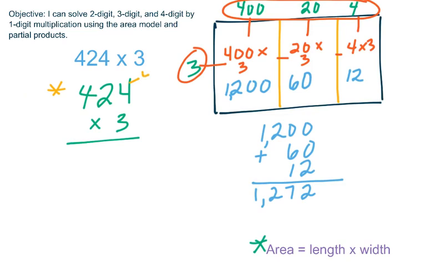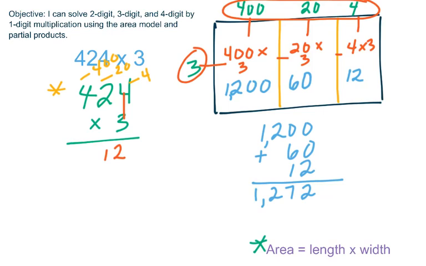So my 4, I really am multiplying by a 4. My 2, though, I'm not multiplying by 2, I'm multiplying by 20. And my 4 isn't just a 4, it's a 400. Alright, now I'm ready to multiply. So first things first, I say 3 times 4 is 12.